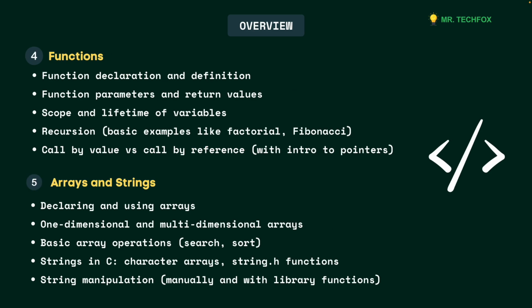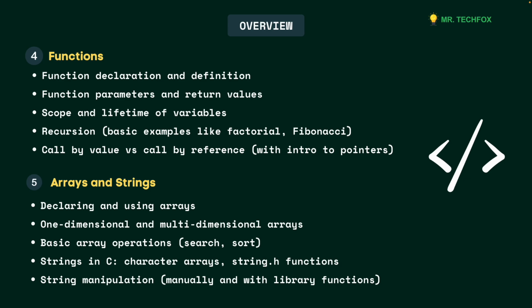The next module is all about functions, arrays, and strings. In this module, we'll get into organizing and handling more complex data. We'll learn about function declaration and definition. You will learn how to declare and define functions, which will help you break your code into manageable chunks. Then we'll learn about function parameters and return values. Functions are not just for splitting code, they can also take input and give output. We'll show you how to pass data to functions and get results back.